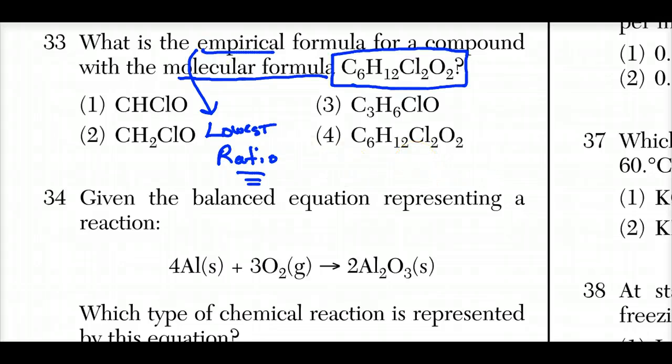Well, we have to reduce. So what's a common factor between 6, 12, 2, and 2? Looks like 2 to me. So divide 6 by 2, that'd be a 3. Divide 12 by 2, that'd be a 6. That Cl would go to a 1, and the O would go to a 1, which you don't have to write, ClO. So the answer is choice 3, the lowest ratio. That's all that is. Number 33 is choice 3.